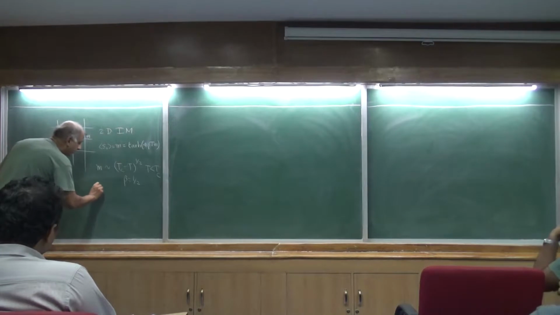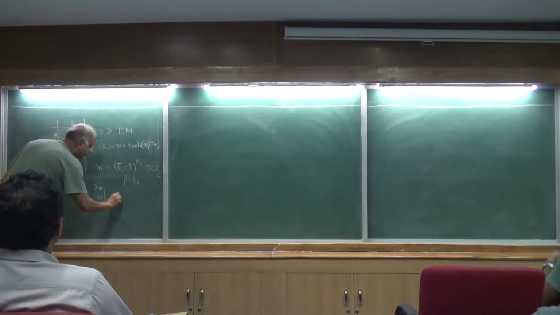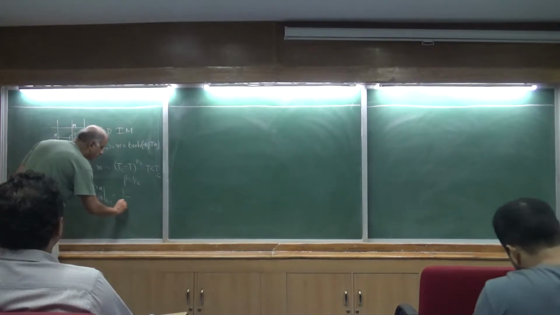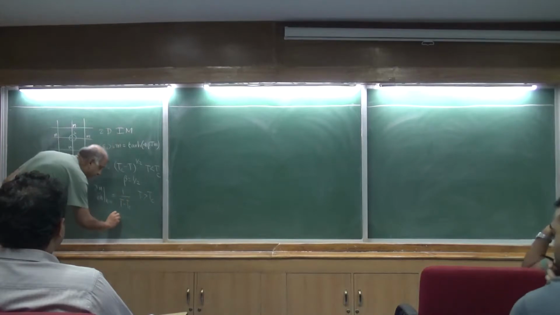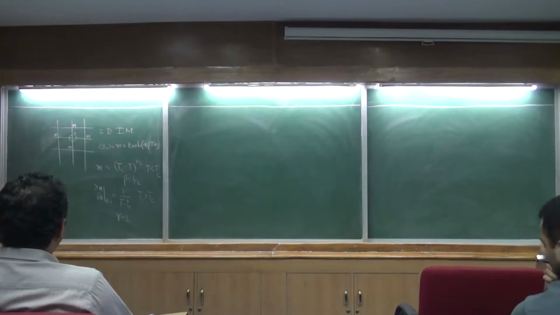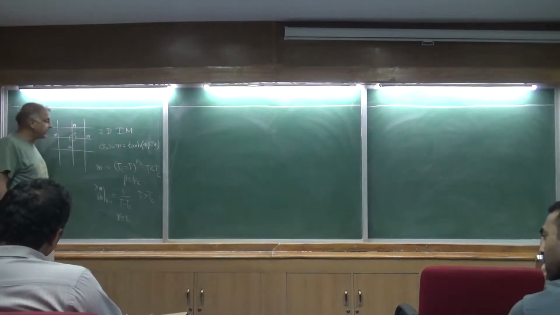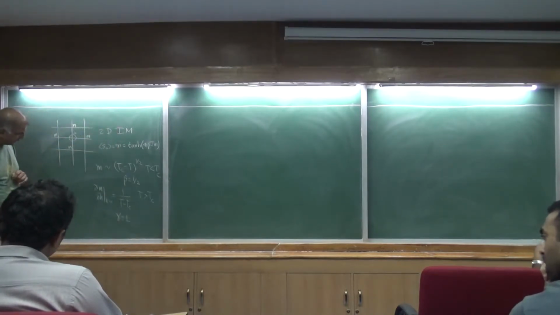We also figured out that dm by dh at h equal to 0 goes like 1 over (T minus Tc) for T bigger than Tc. This tells us that the critical exponent gamma is equal to 1, because gamma is the power with which the susceptibility diverges as you approach the critical point from above.